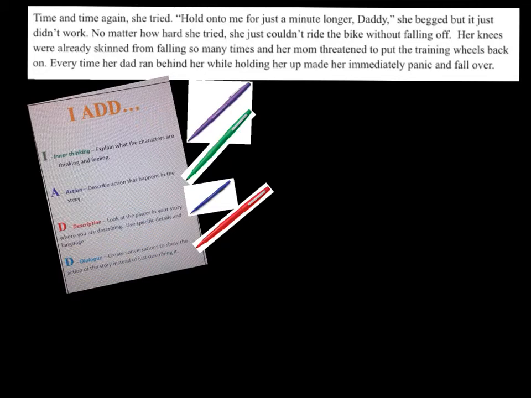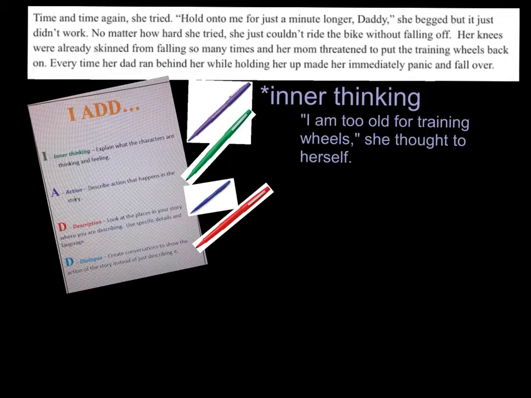Looking at the story that I just read, I don't see any inner thinking of my character, so I have nothing to underline for my first scene. So that's one thing I need to add to my story, is inner thinking. Right now, I think right after the sentence where it says, her knees were already skinned from falling so many times and her mom threatened to put the training wheels back on, I'm going to add, "I am too old for training wheels," she thought to herself. So now I have inner thinking in my first scene.